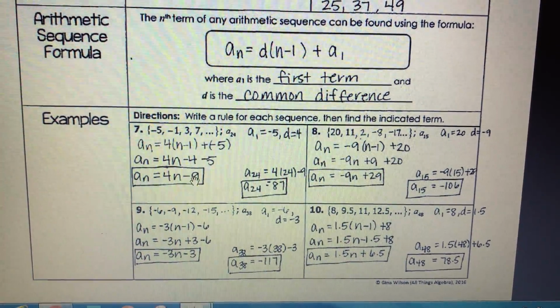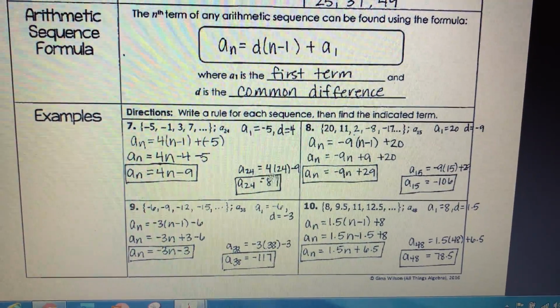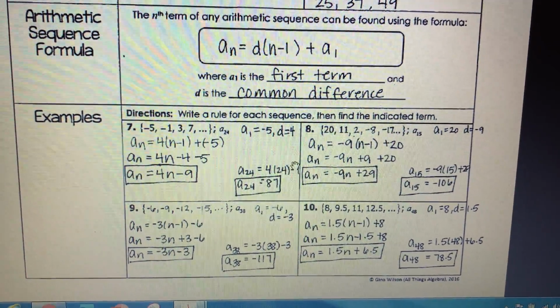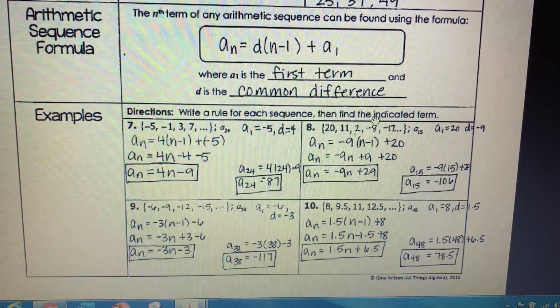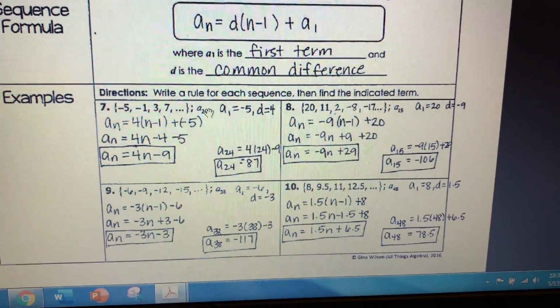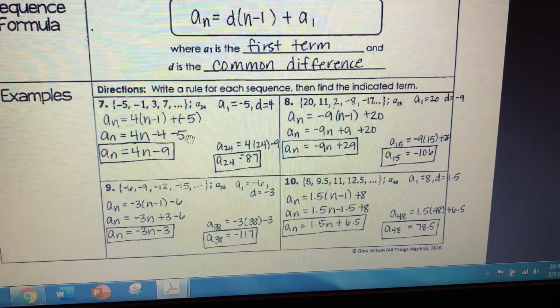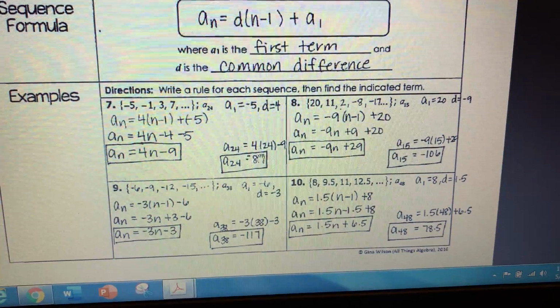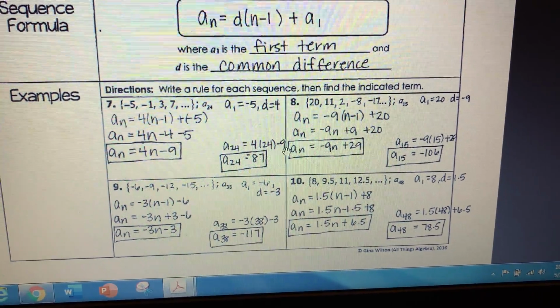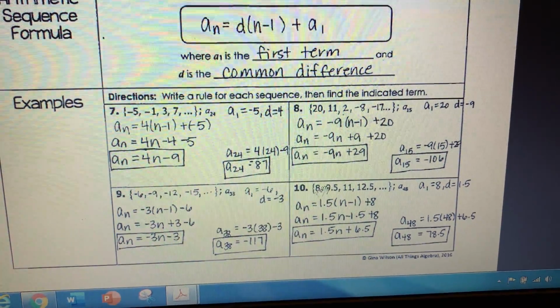Then you could write the special formula for the specific sequence, and then you can find anything you want. And so what does this one say? Find the indicated term. Here, off to the side, they asked us for A sub 24. That's the 24th term. And so we could find that using the formula we found. We just plug in 24 for n. 4 times 24 minus 9, and this is the 24th term.